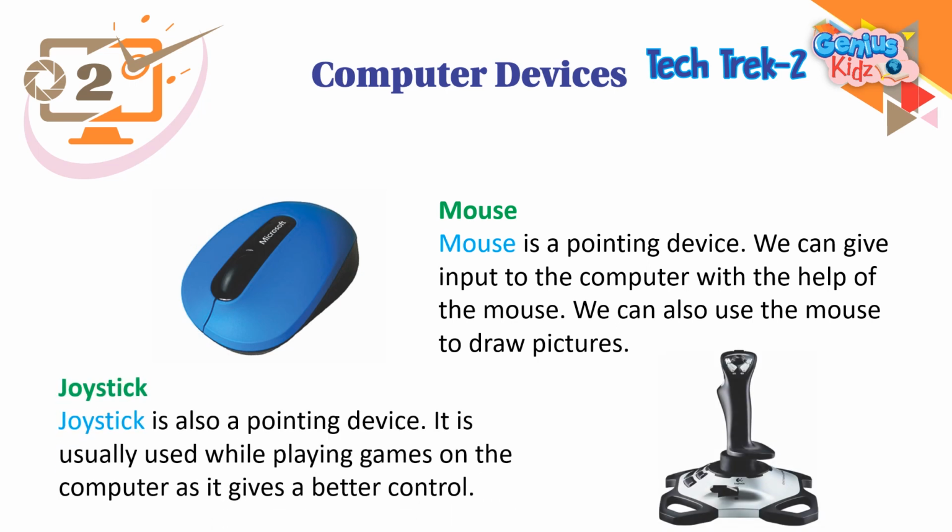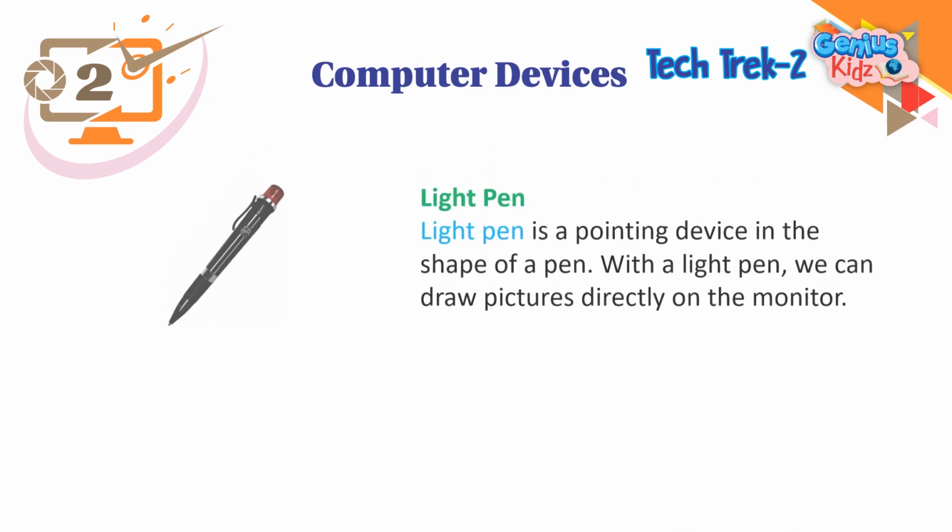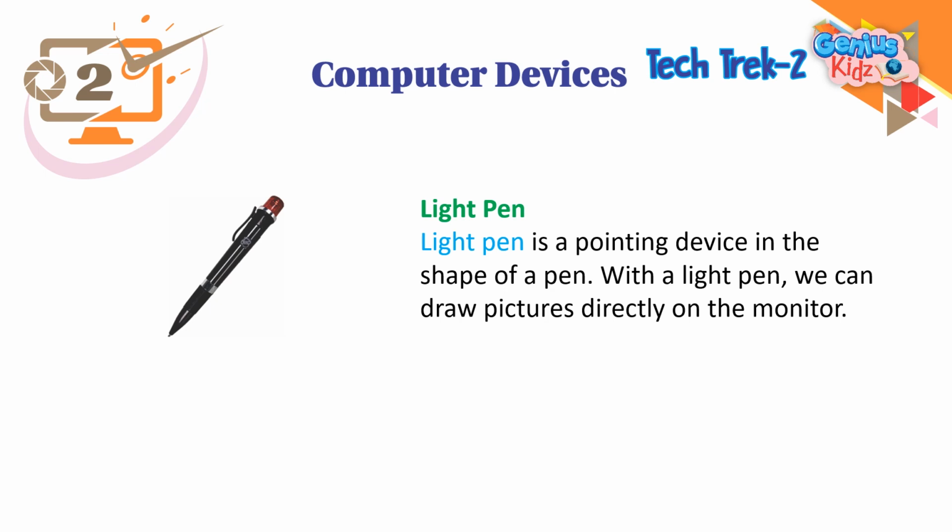Joystick. Joystick is also a pointing device. It is usually used while playing games on the computer as it gives a better control. Light pen. Light pen is a pointing device in the shape of a pen. With a light pen, we can draw pictures directly on the monitor.